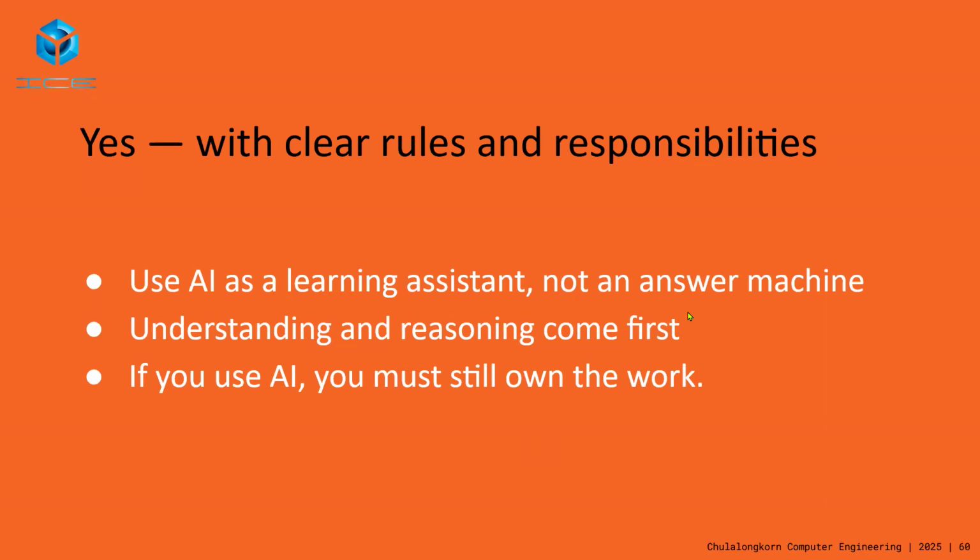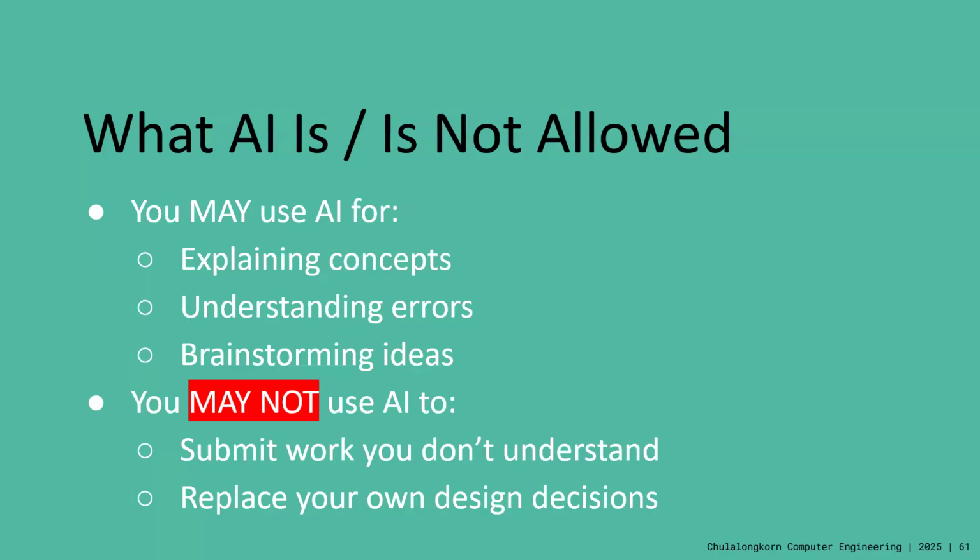It means don't use AI to just do your homework without understanding anything. So what I would like to suggest is that understanding and reasoning come first, right? If you use AI, you must still own the work. I would say again and again that although you use AI, you are responsible to review, revise, and make sure that it is your own work. Most of the time, AI would suggest something that is garbage, and you have to be able to pick out that garbage and fix it before you submit your work.